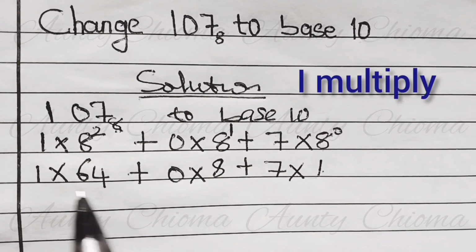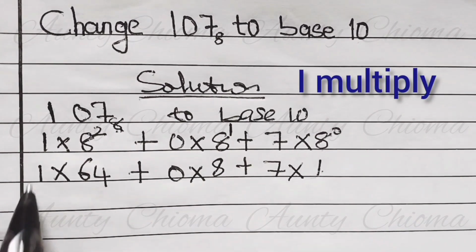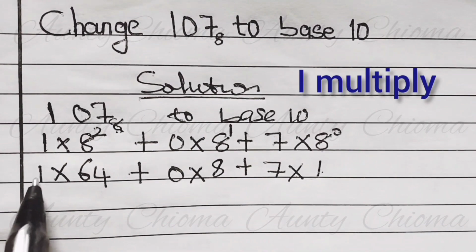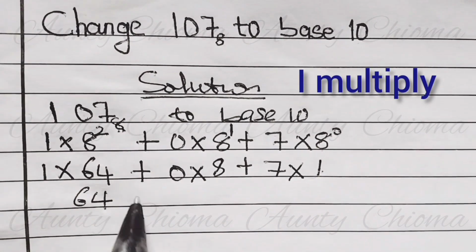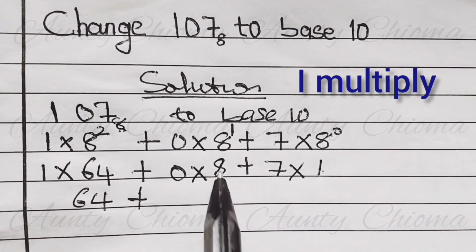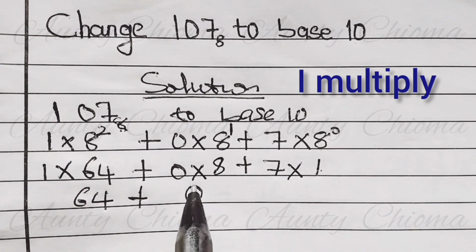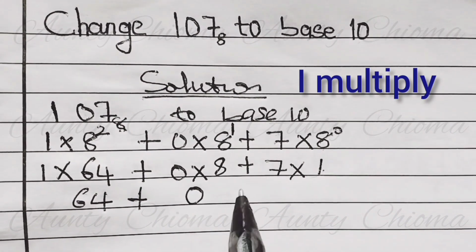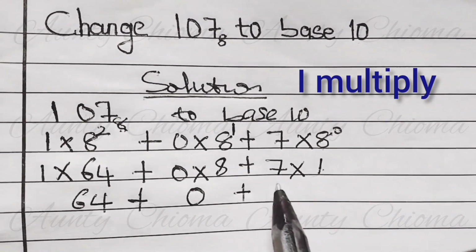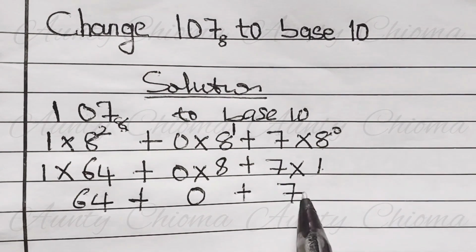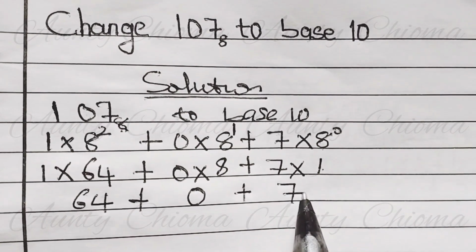So what next? I multiply out. I still start from this end. 1 times 64 still gives me 64. Plus 0 times 8 is 0, because anything multiplied by 0 is 0. Plus 7 times 1 is 7.